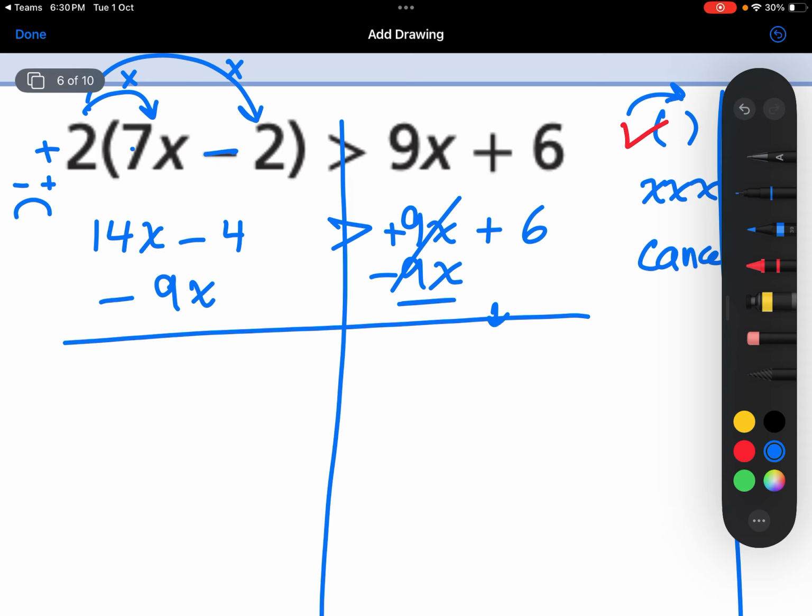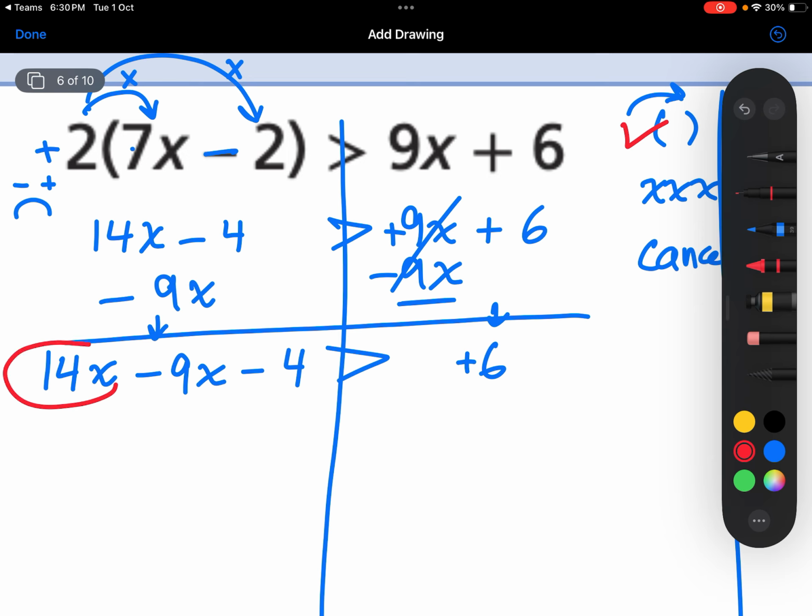I have positive 6. Still, I'm not dividing by a negative number. I just subtracted 9x, okay? What do we have here on this side? We have 14x minus 9x minus 4. Now, let's combine them. They are on the same side. 9x is negative, 14x is positive. Different signs, subtract. 14 minus 9 is 5x. I'll take the sign of the bigger number, positive, and write down the rest of the numbers.